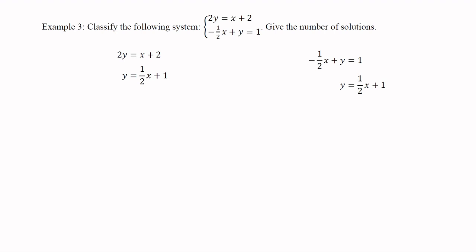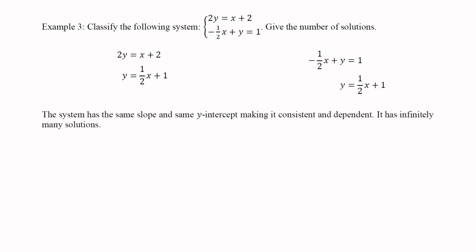So you'll notice that we have the same slope and the same y-intercept. It's essentially the same equation for both. So therefore, the system has the same slope and the same y-intercept, making it consistent and dependent. Remember, if we have solutions, it's consistent, and if the lines are on top of each other, they are dependent on one another. It has infinitely many solutions.